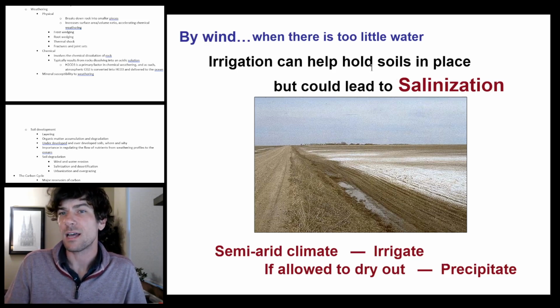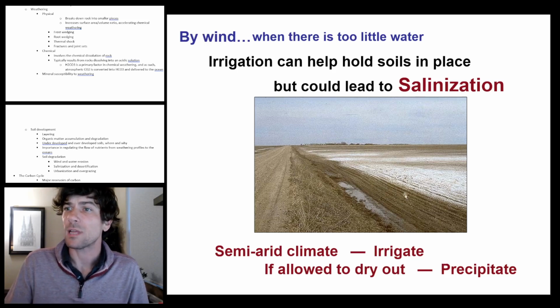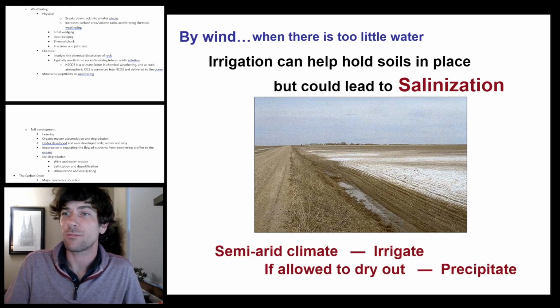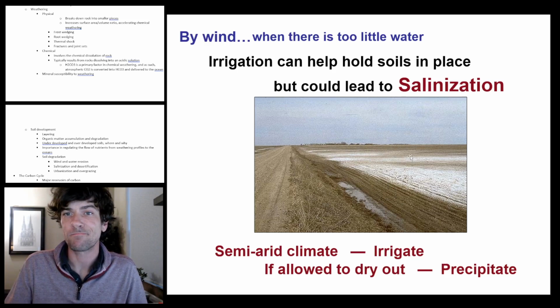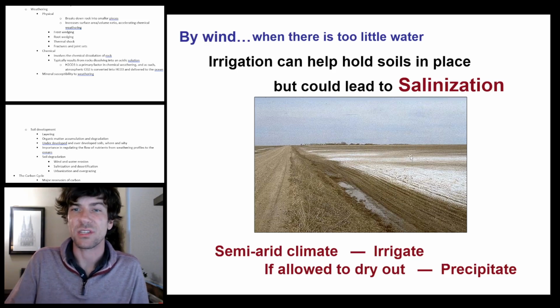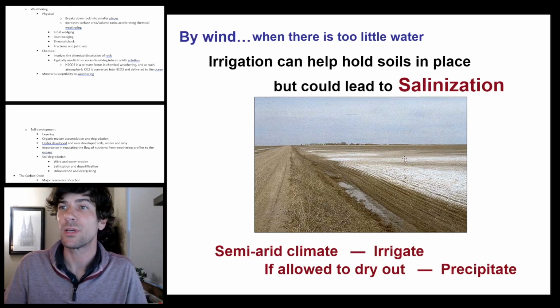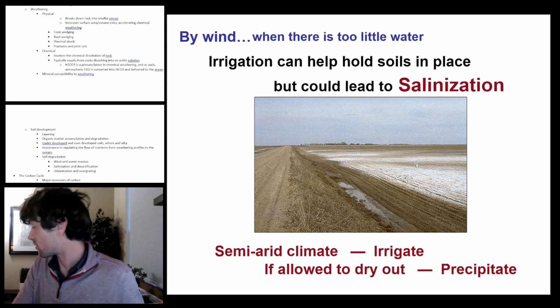Irrigation, this slide says, can help stabilize soils, certainly stabilize them from the wind if we're growing crops. But if you irrigate too much and you allow it to dry without flushing the soil out regularly, you can end up precipitating a lot of salt, and that can lead to conditions that are not good for plant growth. So that can really degrade soil. So generally, when you're farming, you need to regularly flush the fields.